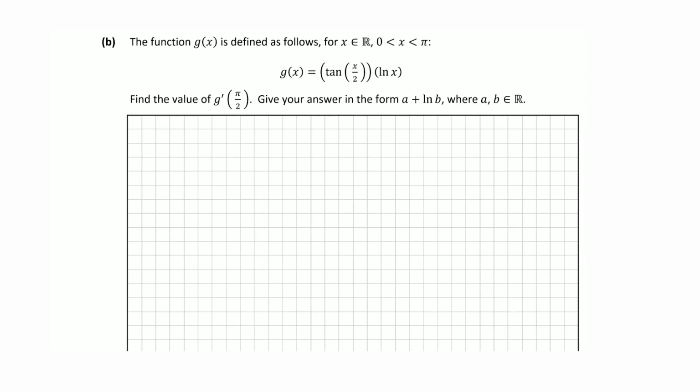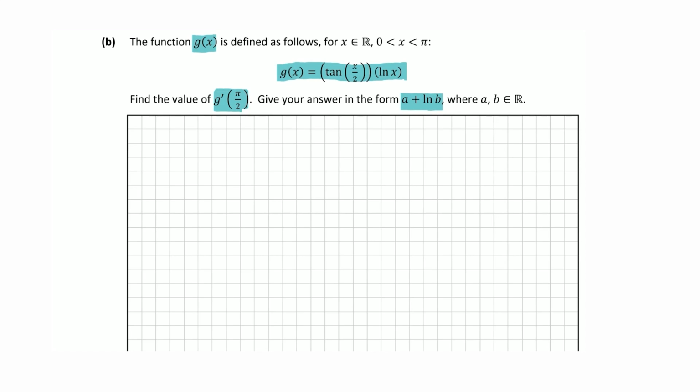Question B tells us that the function g of x is defined as follows. So g of x is equal to tan of x over 2 by ln of x, and we're asked to find the value of g dash pi over 2. Okay, so that's the derivative of g of x, and you fill in for pi over 2. Give your answer in the form a plus ln b, where a and b are real numbers.